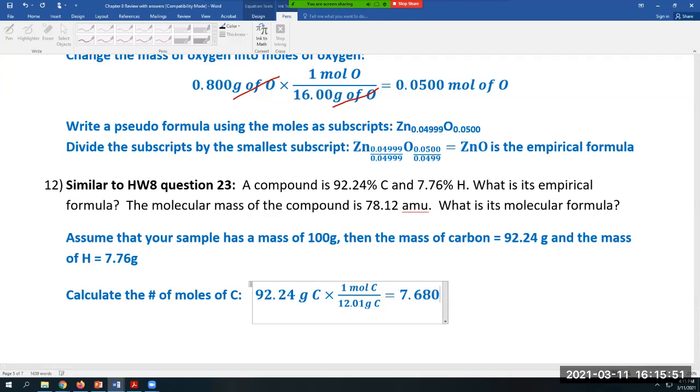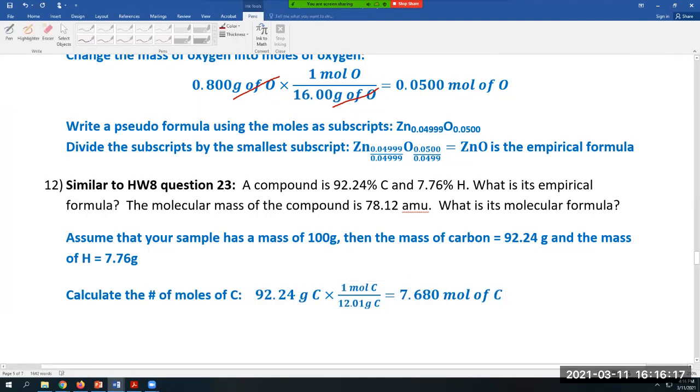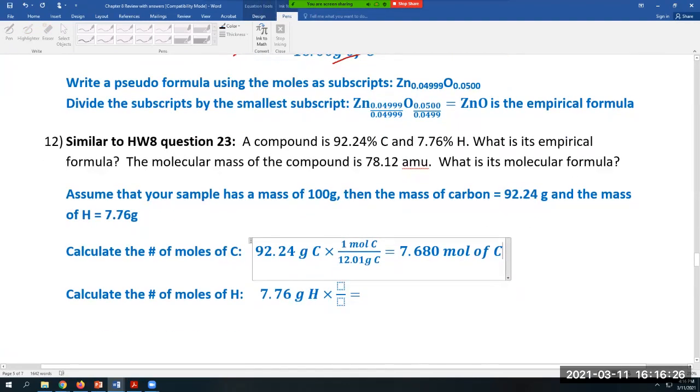And that's 7.680. So let's see how many sig figs we need. We have 4 sig figs in the molar mass of carbon. The 1 mole is exact, it doesn't limit. We have 4 sig figs in the given amount of carbon. So let's keep 4 sig figs, and that's what we need here. What comes after the 0 is a 2, so we keep the 0. And the unit is moles of C. So we have now our moles of carbon. Let's calculate the number of moles of hydrogen. We do the same thing here, but with hydrogen. We start with 7.76 grams of hydrogen, which was given here.